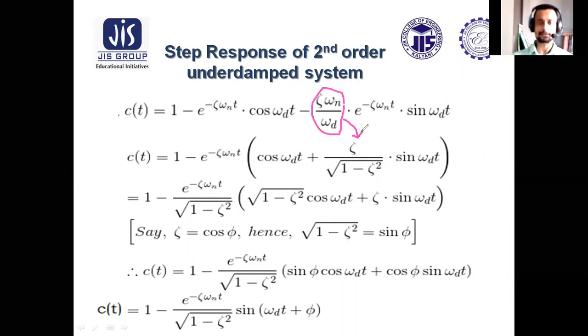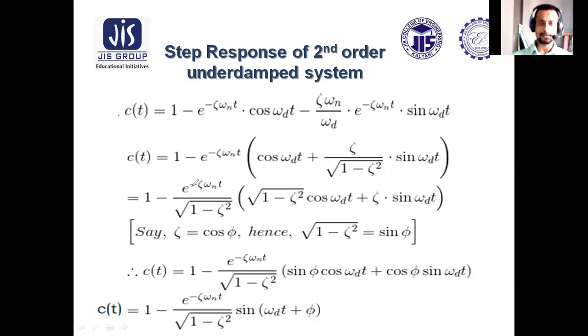So e to the minus zeta omega n t is taken common. Now again let us take this part common, under root 1 minus zeta square. As under root 1 minus zeta square is taken common, it will be multiplied with cos omega d t plus zeta into sin omega d t. Now for simplicity let us assume zeta as cos phi. Hence under root 1 minus zeta square will be sin phi.